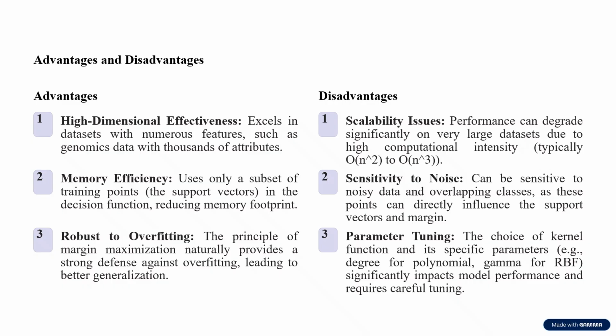Parameter tuning is the choice of kernel function and its specific parameters. For example, the degree for polynomial and gamma for RBF significantly impact the model. So the degree or the gamma factor, whatever we choose, may also cause a big disadvantage to the performance, where I have to go for a careful tuning process to evaluate my prediction.